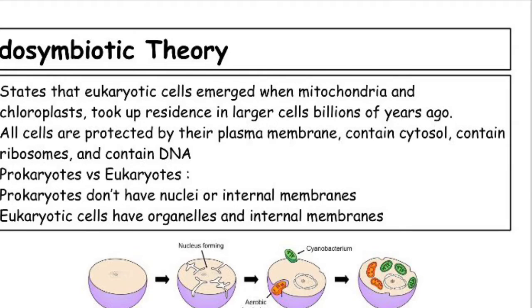The main differences between prokaryotes and eukaryotes are that prokaryotes don't have nuclei or internal membranes, while eukaryotic cells have organelles and internal membranes. Something else that you should know is that prokaryotes are a lot smaller than eukaryotes, and they are unicellular. An example of prokaryotes is all bacteria. Another difference is that prokaryotes don't have any internal membranes or nuclear membrane, while eukaryotes contain distinct membrane-bound organelles.